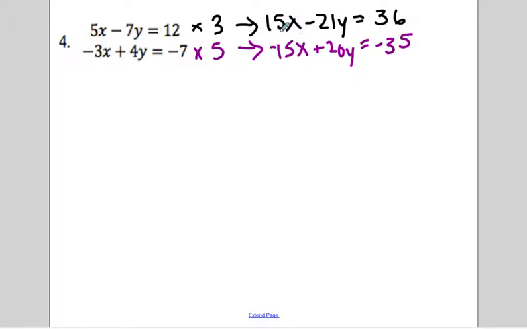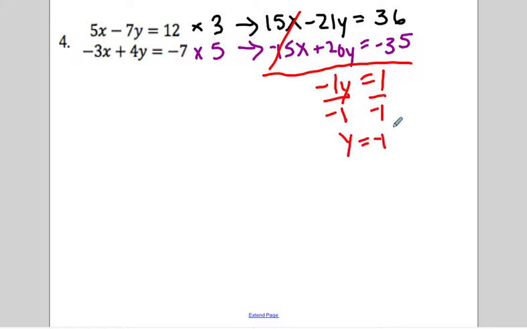All right, so if you look here, I decided to eliminate the x's. I multiplied the top by 3, the bottom equation by 5. This gives me 15x minus 21y equals 36. Bottom equation becomes -15x plus 20y equals -35. I forced opposites on my x's. So when I combine my two equations now, we get 0, -1y equals 36 minus 35 gives us 1. Dividing by -1, y equals -1.